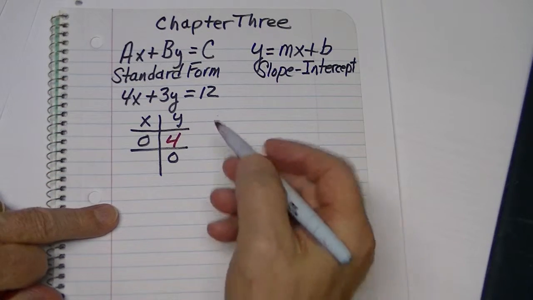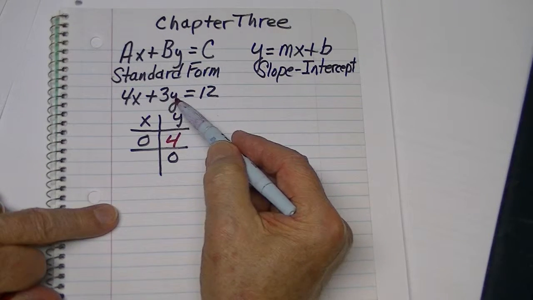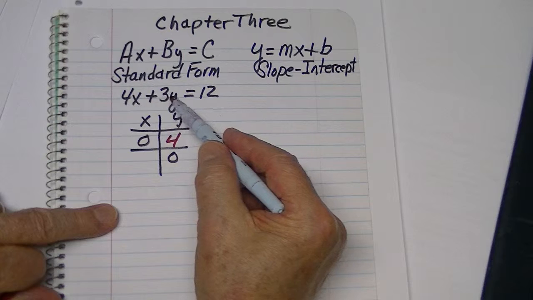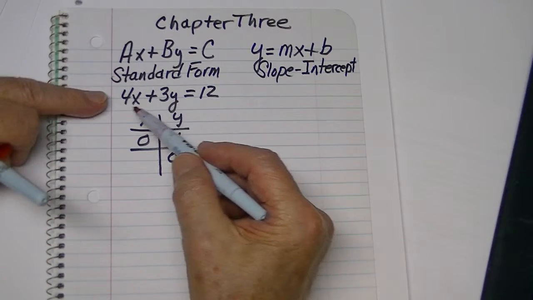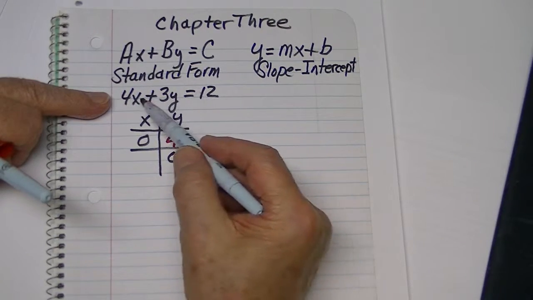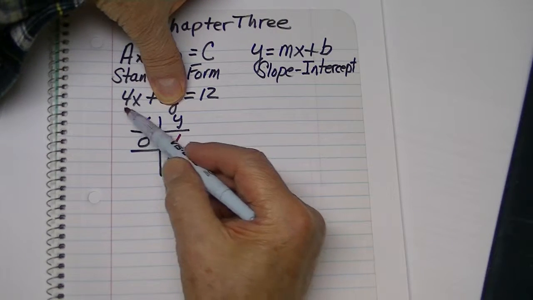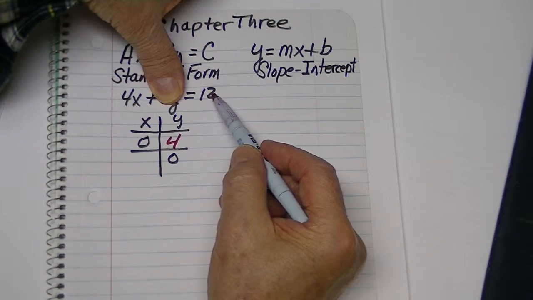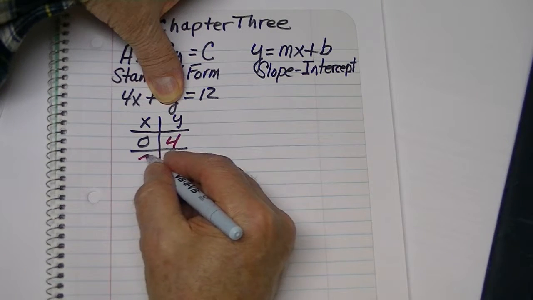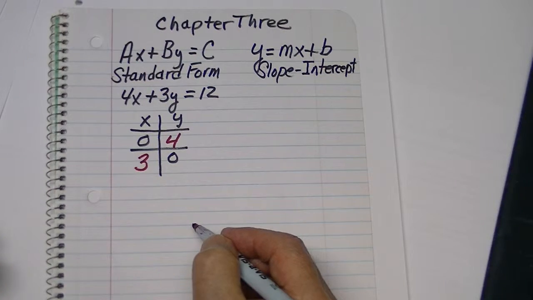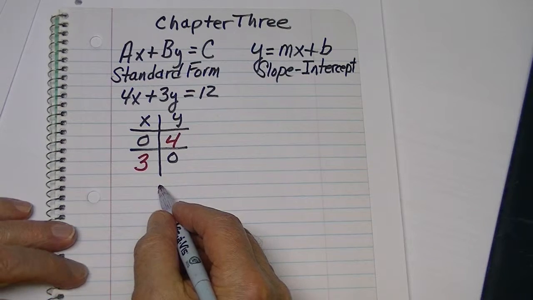Now in the next case, when you have y is 0, 3 times 0 is 0, you're going to divide now both sides by 4, because this is a 0. 4x equals 12. Divide both sides by 4, x will be 3. So now we want you to sketch a graph.